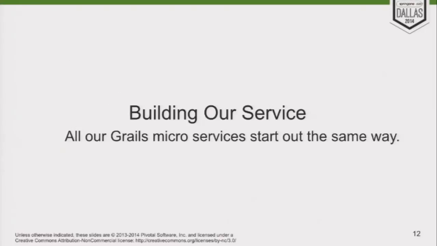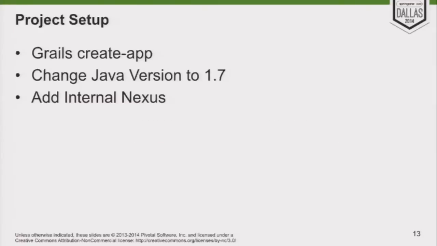So, building our Grails service. All of what we do in Grails microservices starts out the same way. One of the things I've seen in Grails 3 that I find very exciting is the idea of profiles, and being able to have custom profiles to set up a lot of this quick setup of an app. So we do grails create-app. Right now we move to Java 1.7 and we add our internal Nexus as one of the Maven repos, because we're going to use a lot of internal plugins. The first thing we want to do is make sure that's in there.